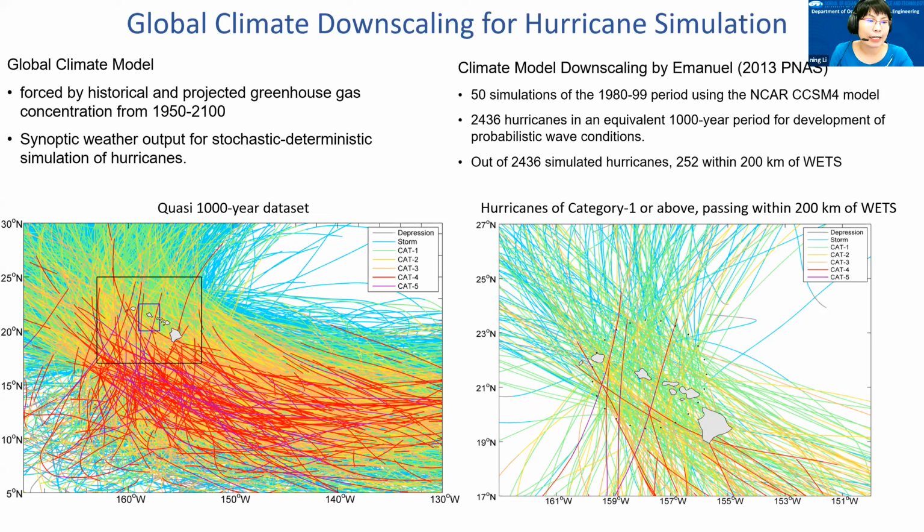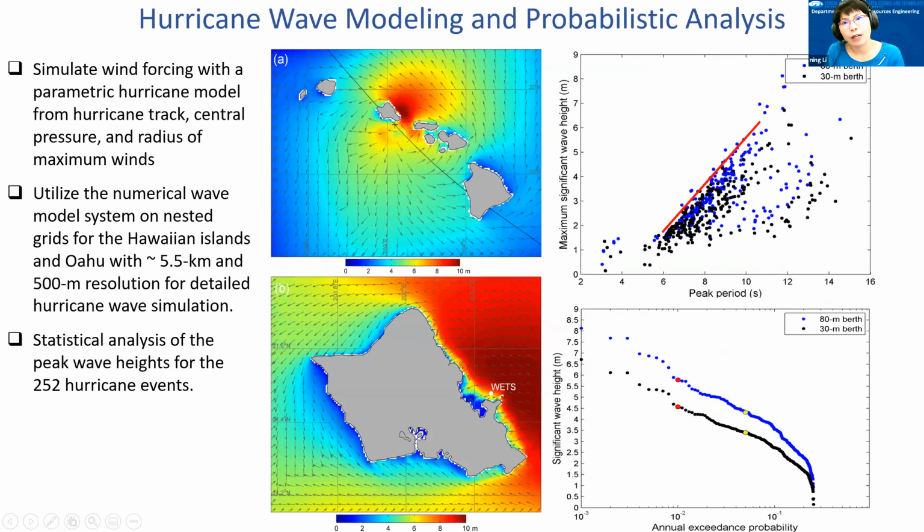Like in this case, I still use the wave energy test site. I select the hurricanes with category 1 or above strength passing within 200 kilometers of the site, and model the hurricane wave conditions for these about 205 hurricane scenarios. Based on the hurricane track, strength and the radius of maximum wind, we are able to get the wind forcing for the hurricane wave modeling.